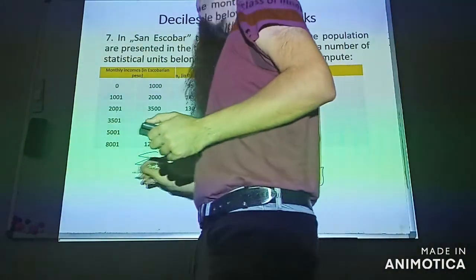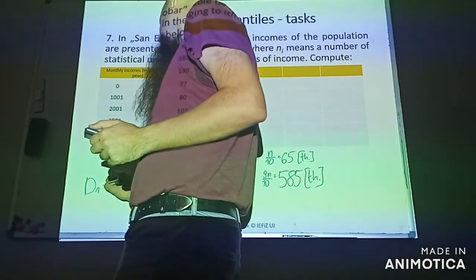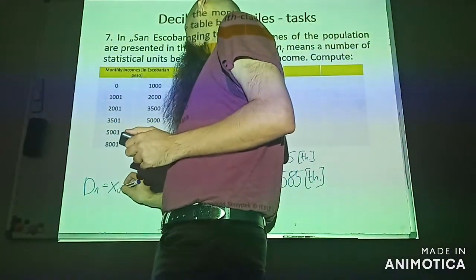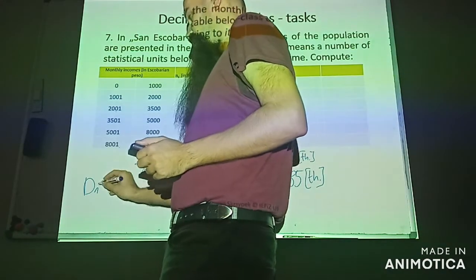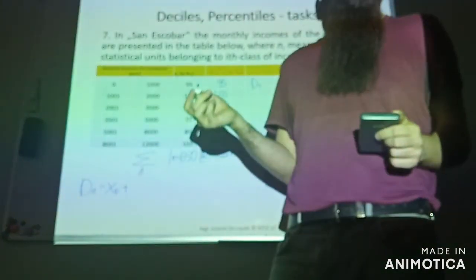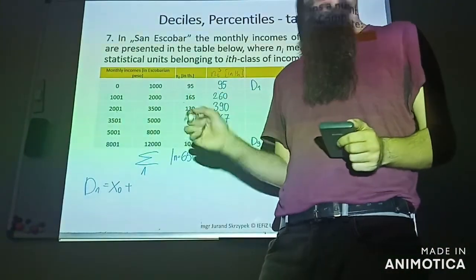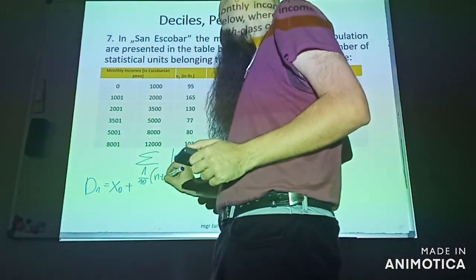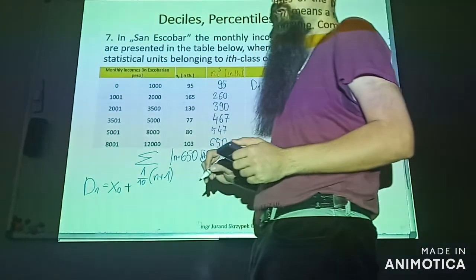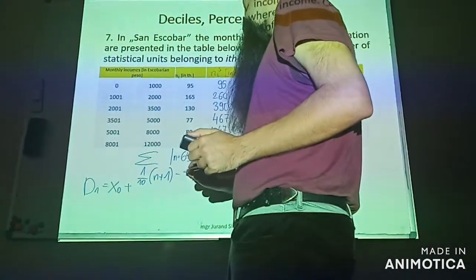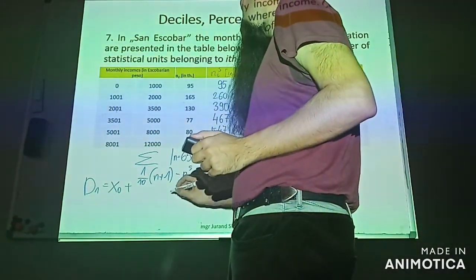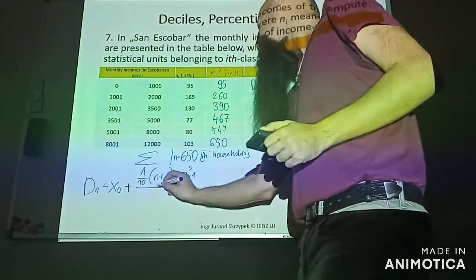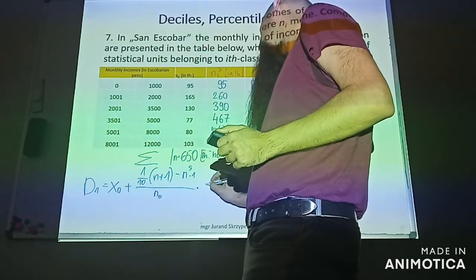Alright. So the first decile is determined by the formula x0 plus the first decile 1/10, 10%, 1/10 population size increased by 1 minus n(s-1). You know what I mean, you know this category. And n0 multiplied by c0.